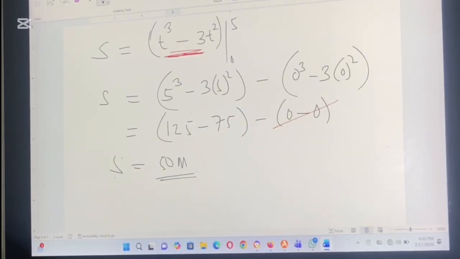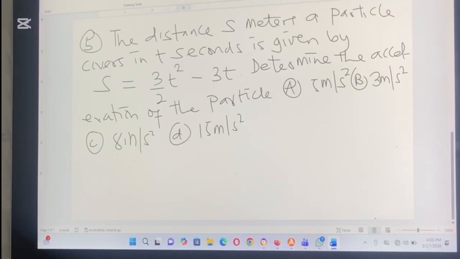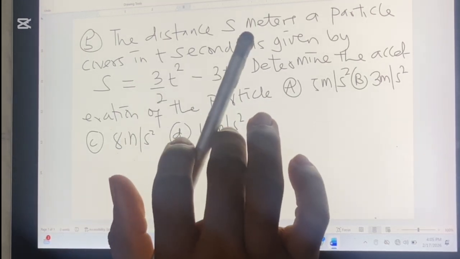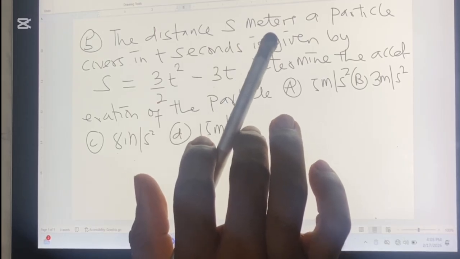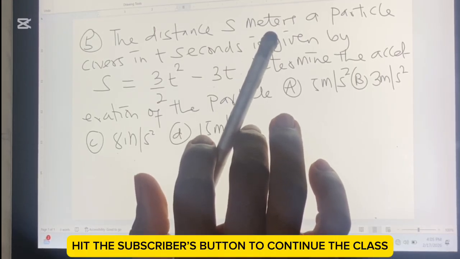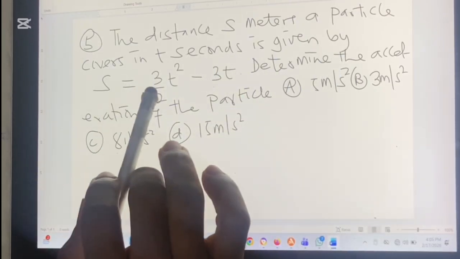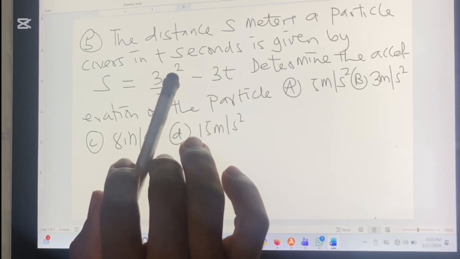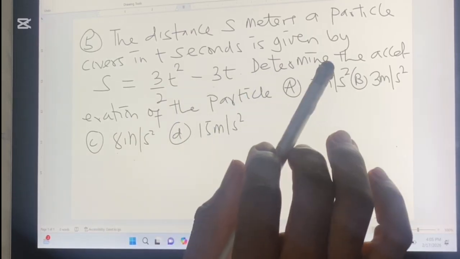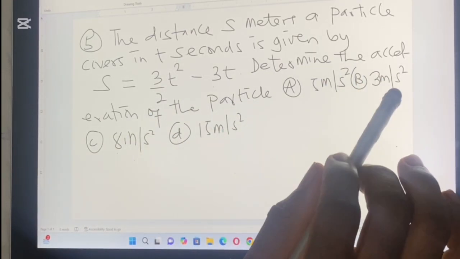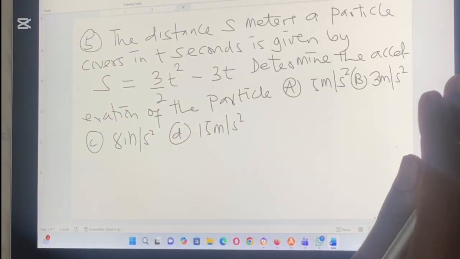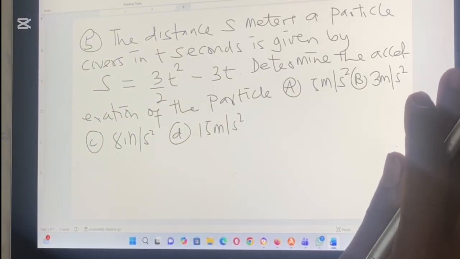The next question here, question 5. Let's solve this question here, question 5. They said the distance s meters a particle covers in t seconds is given by s equal to 3 over 2 t squared minus 3t. Determine the acceleration of the particle. So we are given options here, okay? Now let's understand the question perfectly.